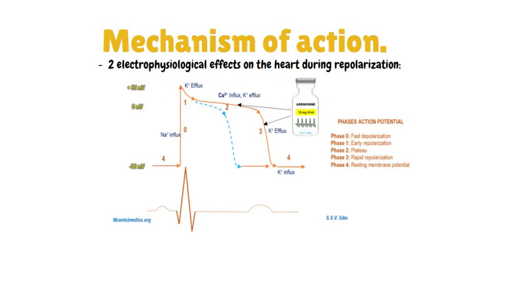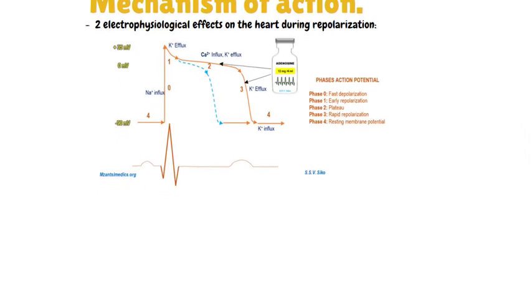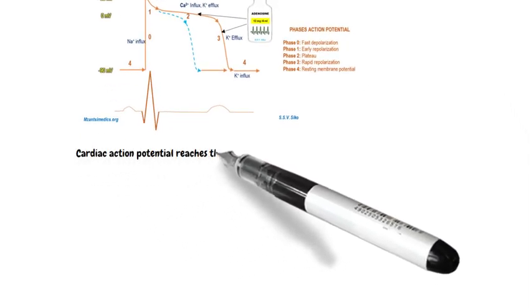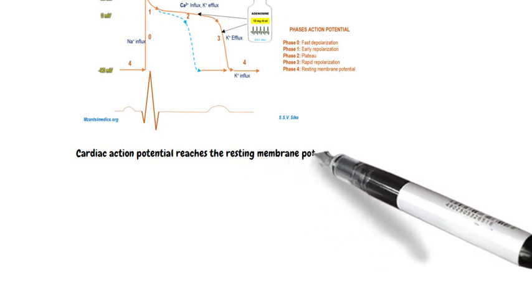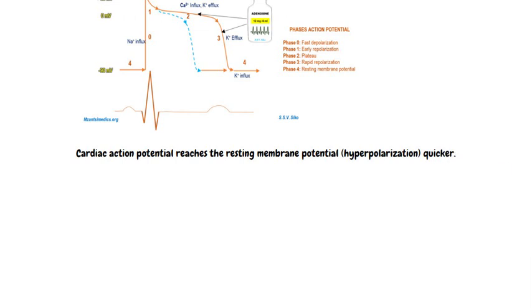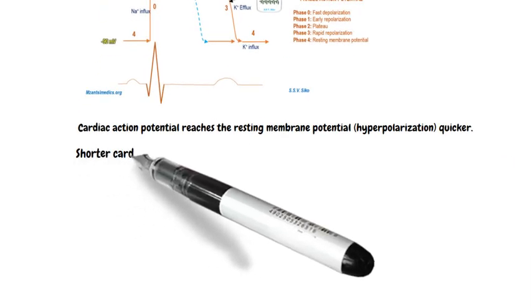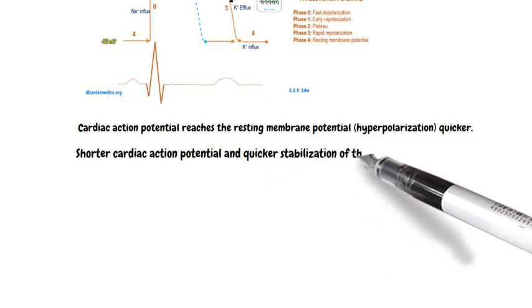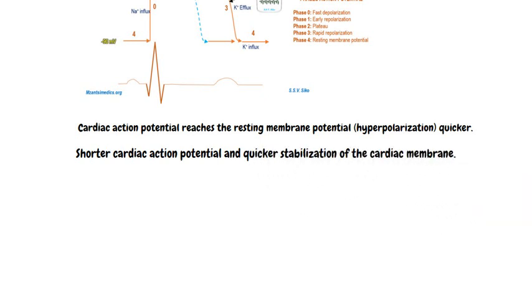This picture shows the effects of adenosine on the cardiac action potential. Adenosine results in the cardiac action potential reaching resting membrane potential or hyperpolarization quicker, and a shorter cardiac action potential and quicker stabilization of the cardiac membrane.